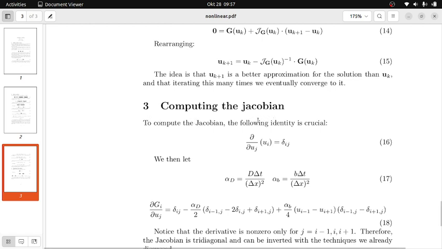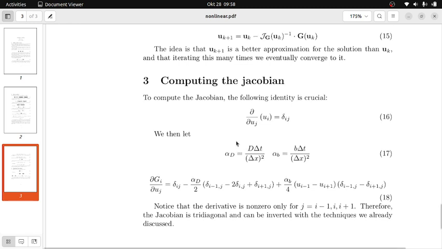To compute the Jacobian, we have the following identity: the partial derivative of the u_i component with respect to the u_j component equals the Kronecker delta of ij. This is 1 if the integers are the same, and 0 if they are different, right? Which makes sense, because if you have a formula where u1 appears and you derive with respect to u1, it will be 1. If you derive with respect to u2, it will be 0 because u2 is a different variable than u1, right?